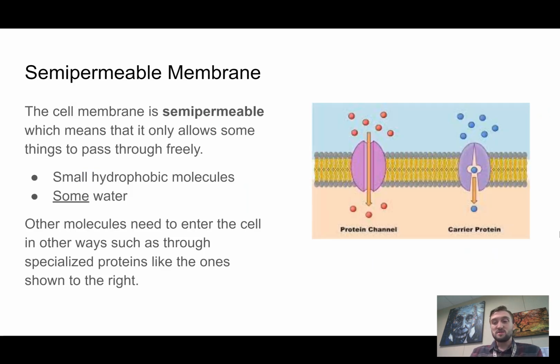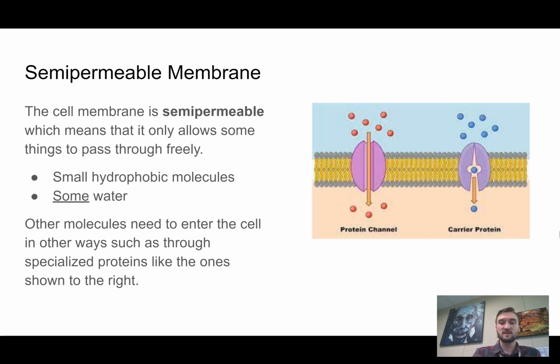As mentioned in our learning objectives, the cell membrane is considered semi-permeable. If it was permeable, that would mean that things could pass right through it, no problem. But it's actually semi-permeable, which is a good thing. It means that only some things can pass through it freely. For example, only small hydrophobic molecules and some water are able to pass right through the membrane itself, right between those phospholipids, past the phospholipid tails, and into the intracellular space.